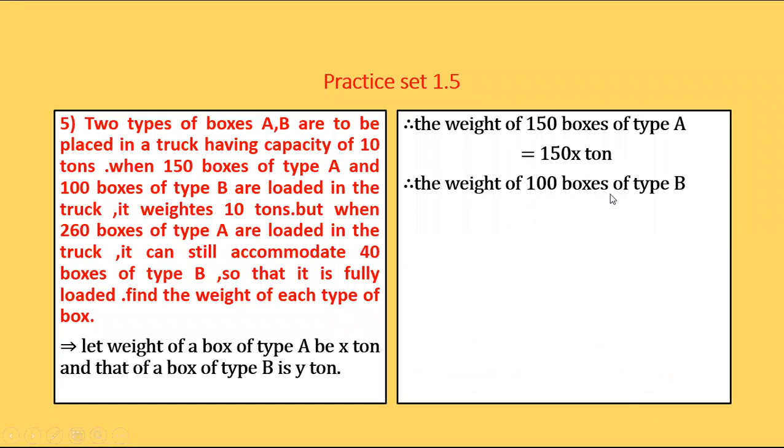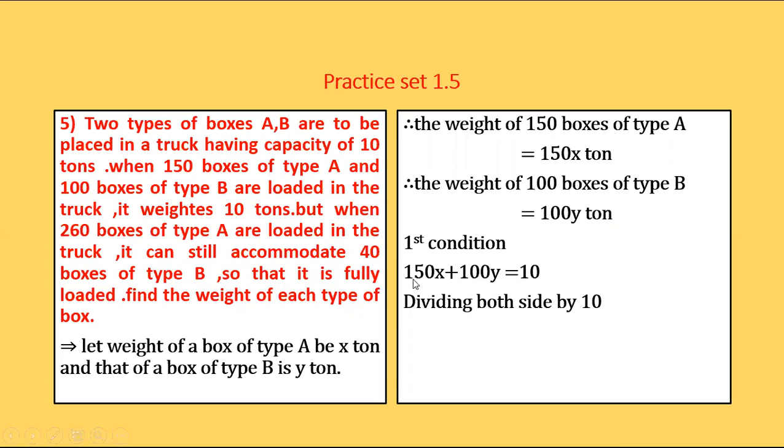And the weight of 100 boxes of type B, the weight of a box of type B is y. Therefore, the weight of 100 boxes of type B is 100y ton. From the first condition, 150x plus 100y is equal to the weight of a fully loaded truck, which is 10 ton. Therefore 150x plus 100y is equal to 10. This is the first equation. Dividing this equation by 10, we get 15x plus 10y is equal to 1. Equation number 1.